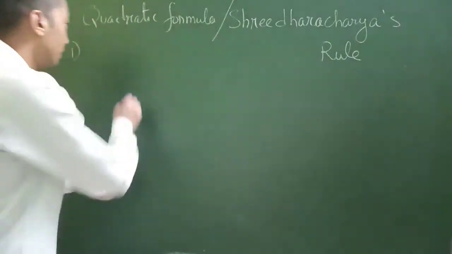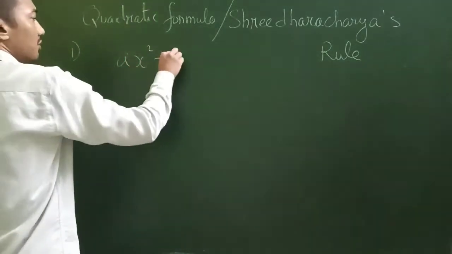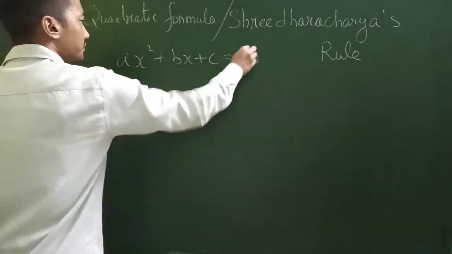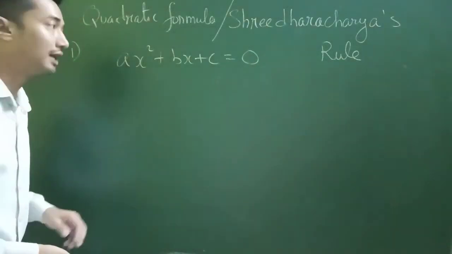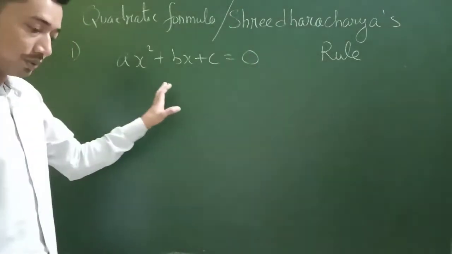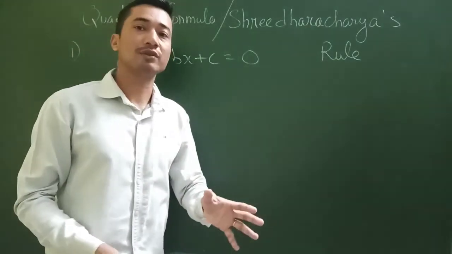So generally the quadratic equation is of the form ax square plus bx plus c equal to 0, right?